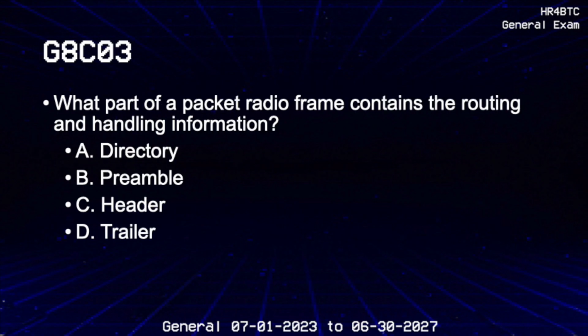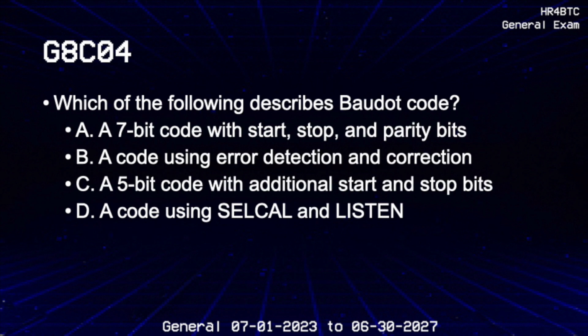Which digital mode is used as a low-power beacon for assessing HF propagation? WSPR. What part of a packet radio frame contains the routing and handling information? Header. Which of the following describes Baudot code? A 5-bit code with additional start and stop bits.